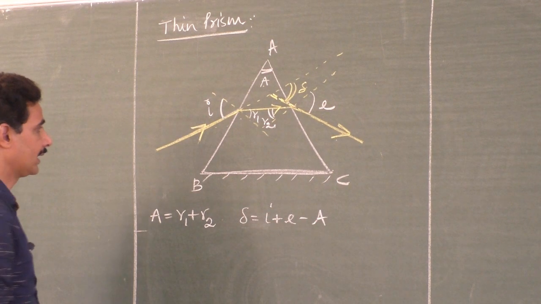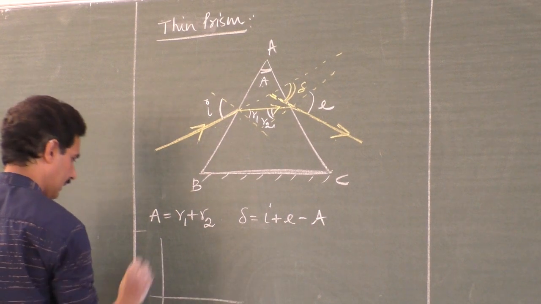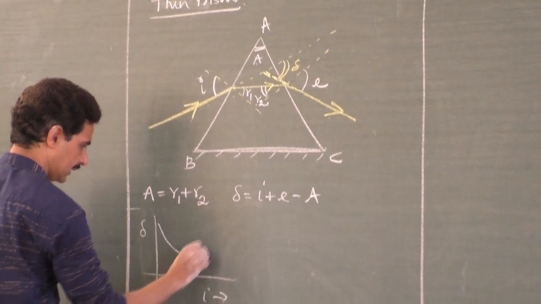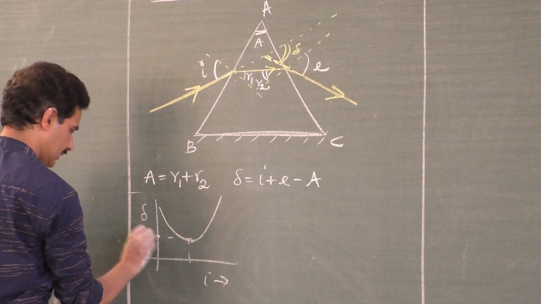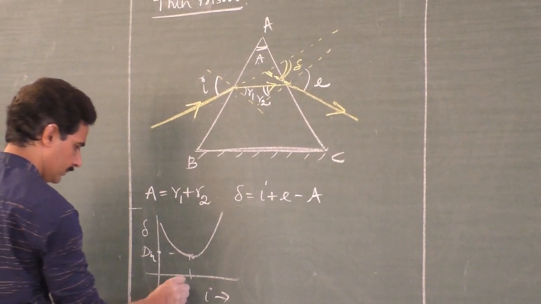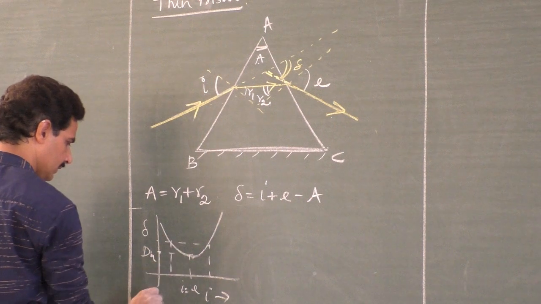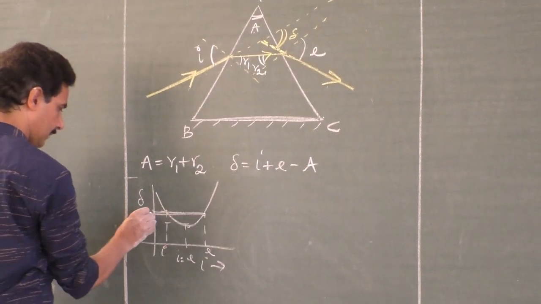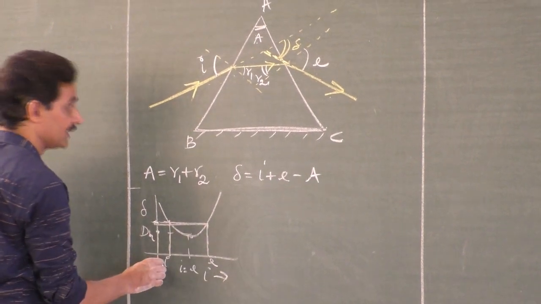And you know the graph: as the angle of incidence is increased, delta keeps on decreasing, reaches a minimum value and then increases. At this position, it is called the angle of minimum deviation, dm. Now I and E are the same. For any other angle of deviation, you have an I and you have an E. So this angle of deviation is obtained for two angles of incidence, either I or E.